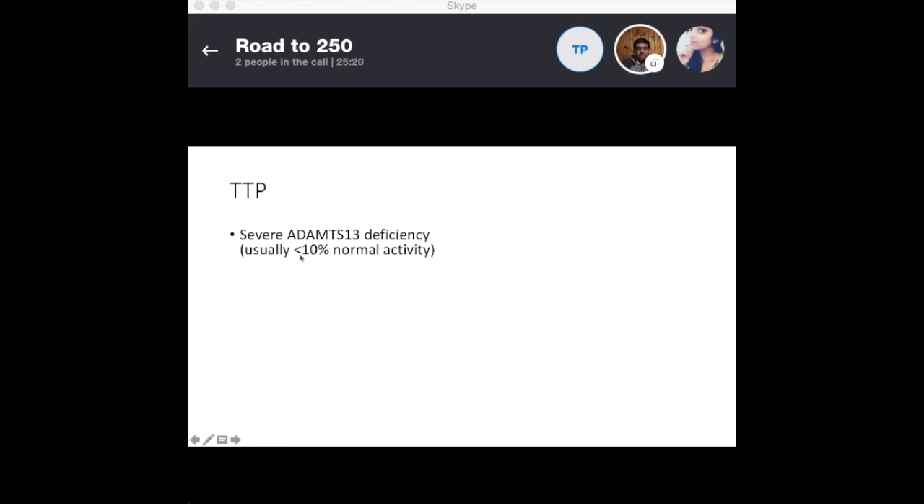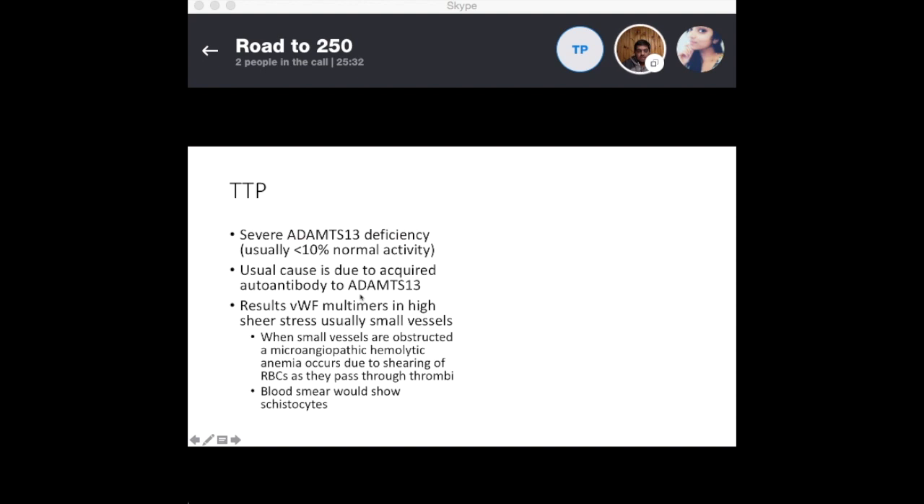So TTP is normally due to severe ADAMTS13 deficiency. Usually this is when you have less than 10% of the normal activity of this enzyme. Its usual cause is an acquired autoantibody to the enzyme ADAMTS13. So it results in von Willebrand multimers in high shear stress, usually in the small vessels. When the small vessels are obstructed, it can cause microangiopathic hemolytic anemia, and this occurs due to shearing of the RBCs as they pass through the thrombi. So when you do a blood smear of a patient who has microangiopathic hemolytic anemia, you would see schistocytes. So that's the key that you want to see here. I'll have a picture for you later.